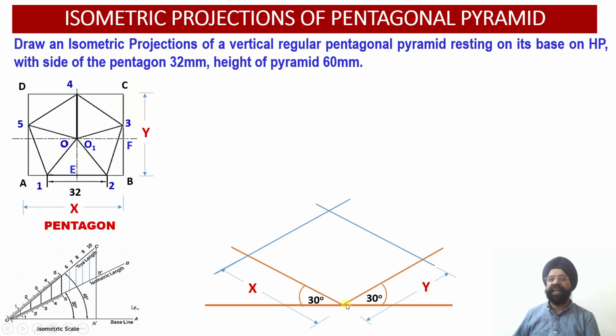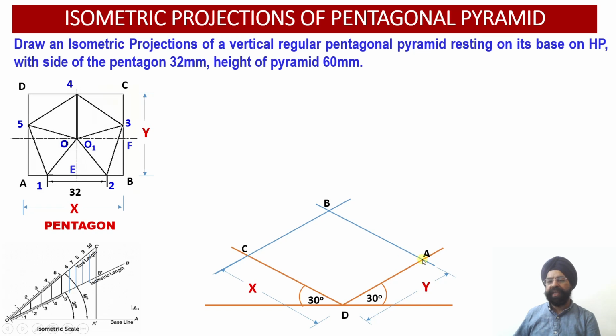Since the pentagonal pyramid is resting on the ground on its pentagonal face or the base, the points 1, 2, 3, 4, 5 of the base will be drawn along the XZ plane. This is the x-axis, and this is the z-axis. Let us start marking the points. Here we have assumed that this edge AB, which is housing the edge 1, 2, is located along this particular isometric line.